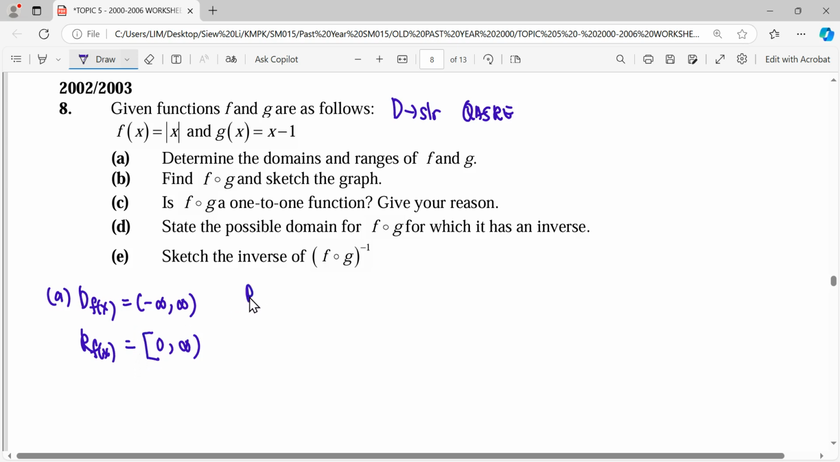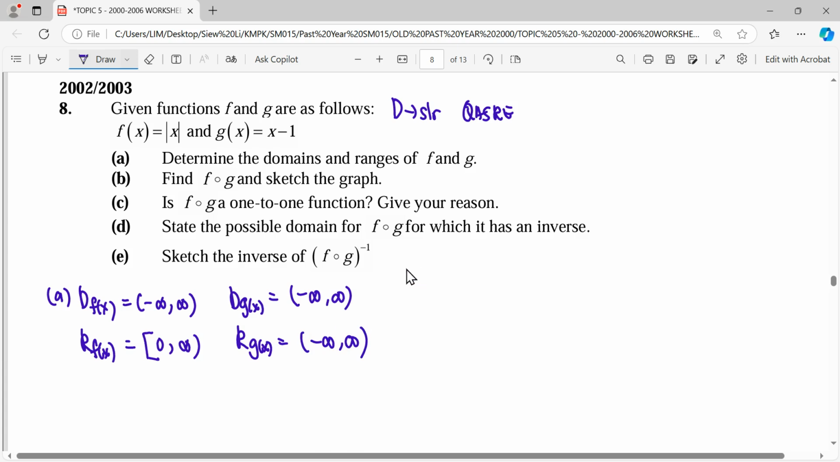Then I move on to the linear function. The domain for a linear function is not a special case, that is referred to for the log, so it will be negative infinity to infinity. The range of the linear function g is also not a special case, so negative infinity to infinity.